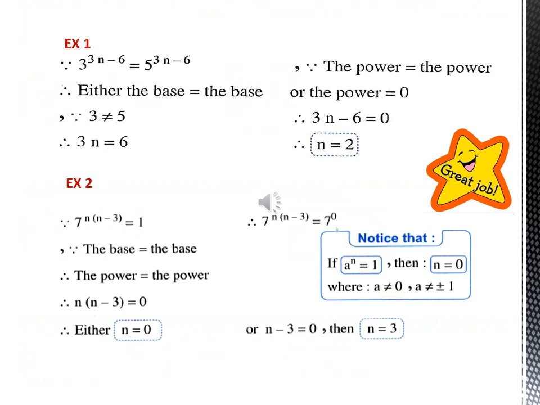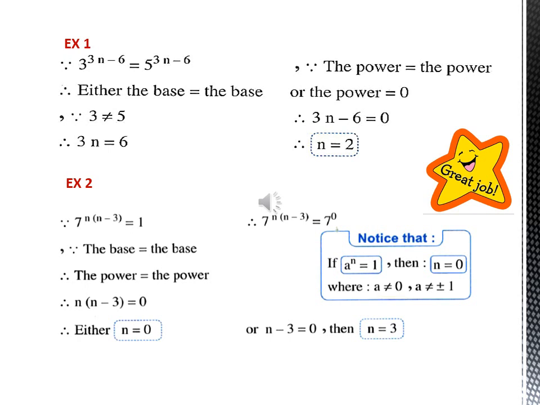Let's try together in these examples to know how to solve the problem to find the value of n in the powers. Now we have 3 to the power n minus 6 equal 5 to the power n minus 6. We know we must make the two bases equal to solve this problem, but now the bases here cannot be made the same, but we have a special case to make the bases different and equal if we have the power equals 0. So in this case we will take the equation n minus 6 and make it equal 0, so that the value is n equal 6.